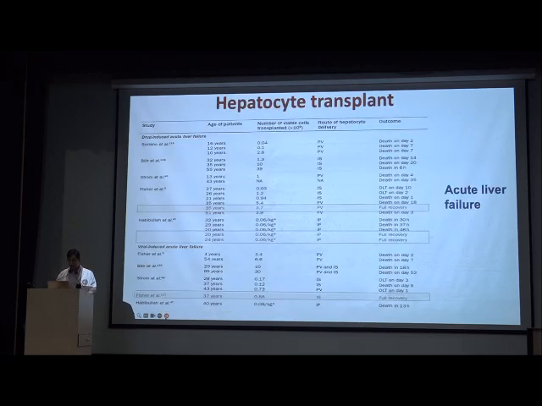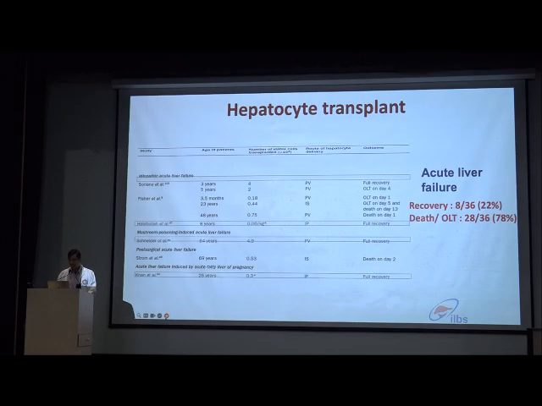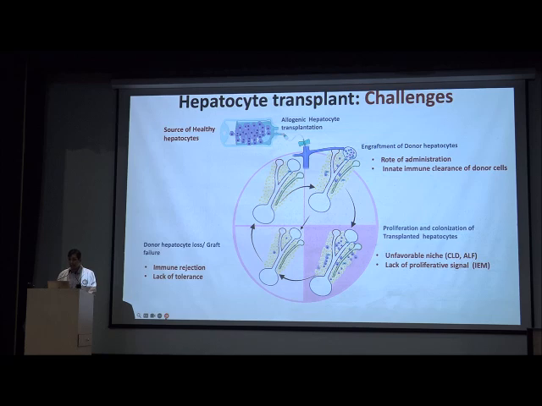Now, for hepatocyte transplant in decompensated cirrhosis, there's very little data. For acute liver failure, yes, there have been certain case numbers in which hepatocyte transplant has been used. Most of them have not shown a beneficial effect. It has only been shown possibly as a bridge to transplant at this point in time. So the recovery was about 22% and death in nearly 78% of these patients who had acute liver failure in this group. So what are the challenges of a hepatocyte transplant?